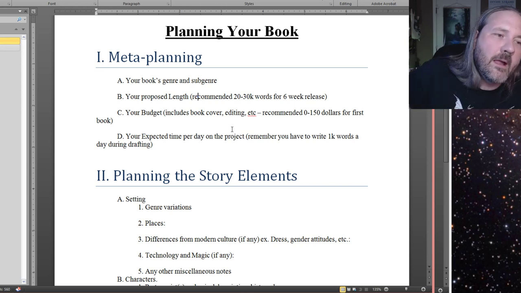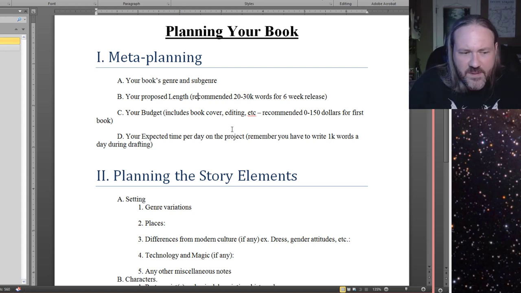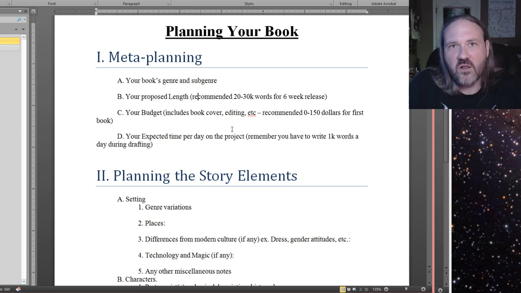It just depends. When it comes to spending on a cover, you can get a very competent cover for $50, for most genres. High fantasy is harder, but you can get a competent cover. So a competent cover is the main thing you should spend on. If you want to spend on editing, a lot of people want to pay an editor to tell them what they need to fix. That's up to you.